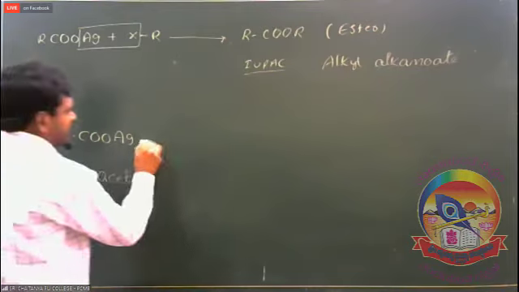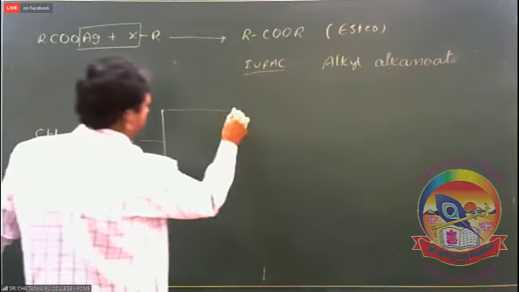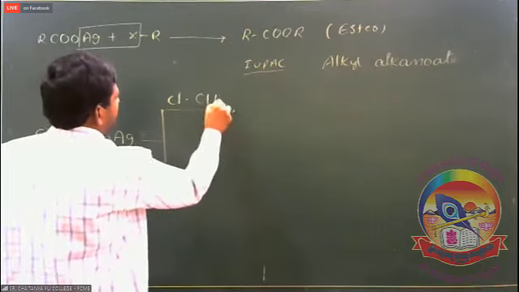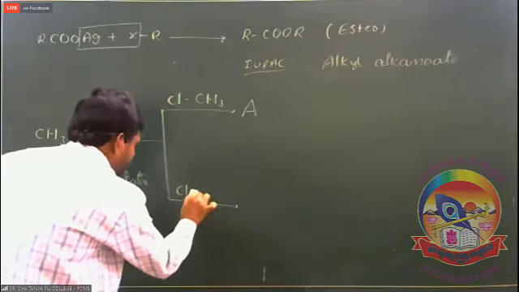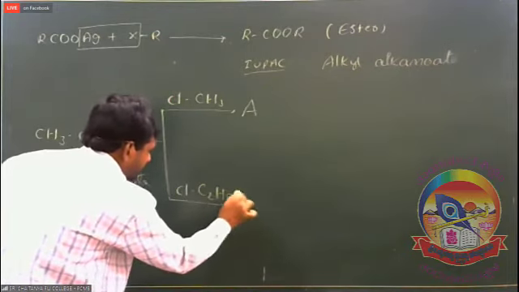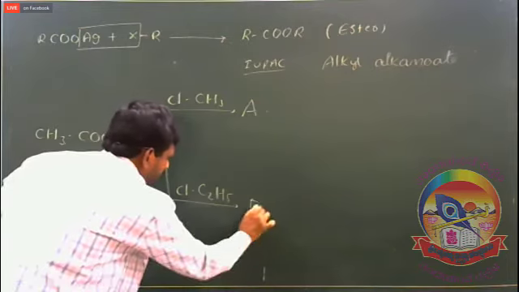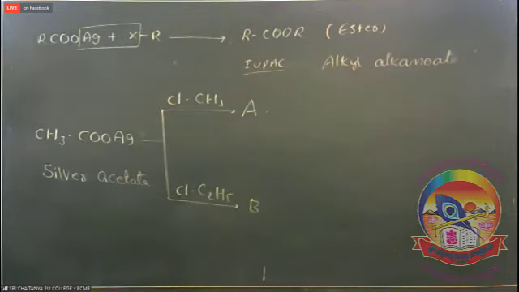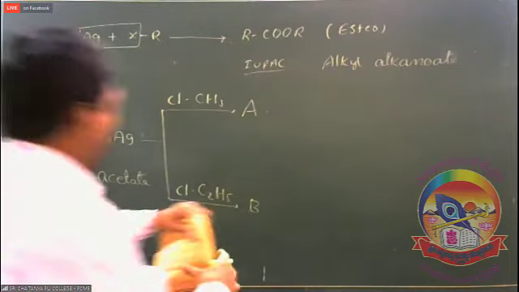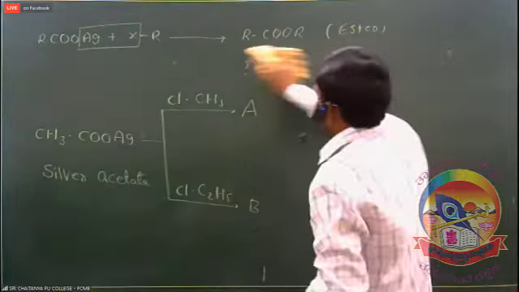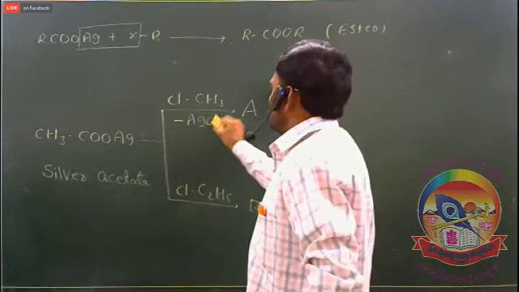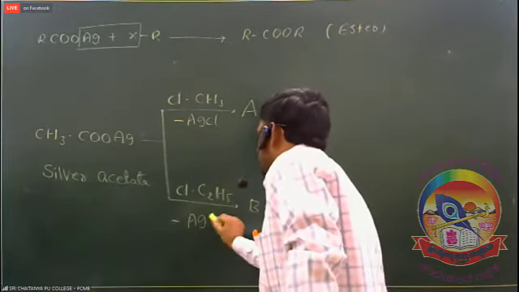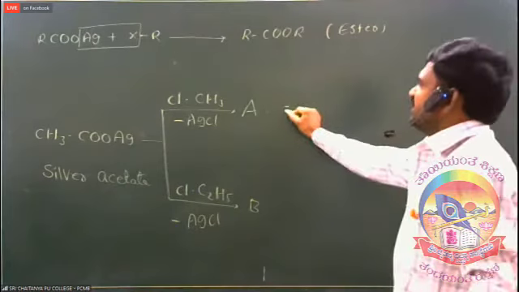This silver acetate is treated with methyl chloride CH3Cl, and the product formed is A. It reacts with ethyl chloride C2H5Cl, and the product formed is B. What are the IUPAC names of A and B? First write the formulas of compounds A and B. Here Ag and Cl, AgCl is eliminated.